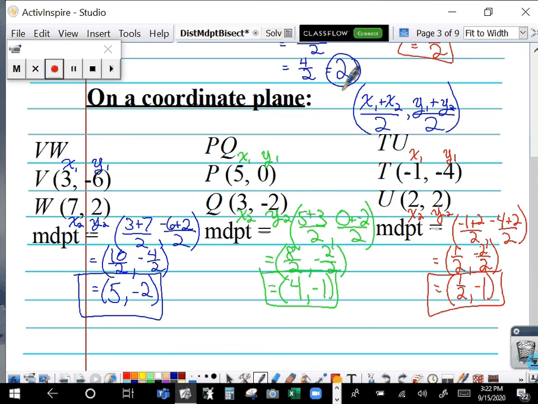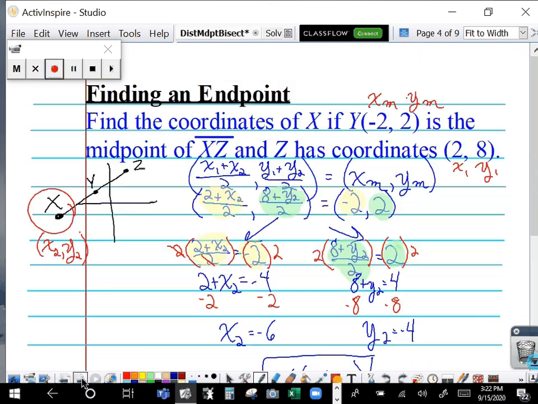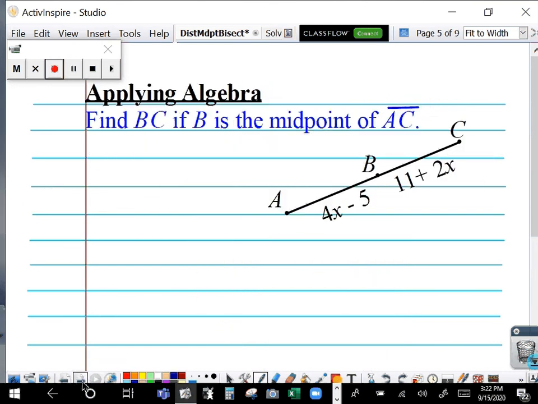And then finally, we talked about one more thing. We talked about how to find an endpoint given one endpoint and the midpoint. And we talked about using a little bit of algebra to find that missing endpoint. Well, today we're going to take that algebra just one step further. Sometimes we are given algebraic expressions instead of values for the lengths of those segments. So in this case, we want to find BC if B is the midpoint of AC.